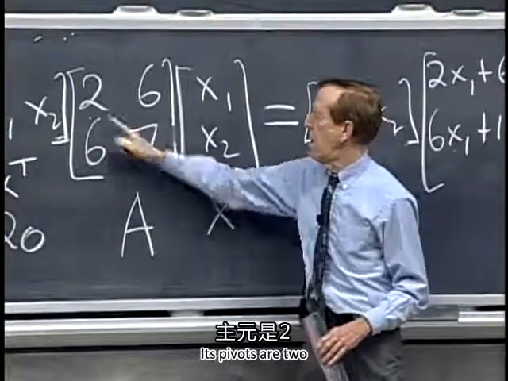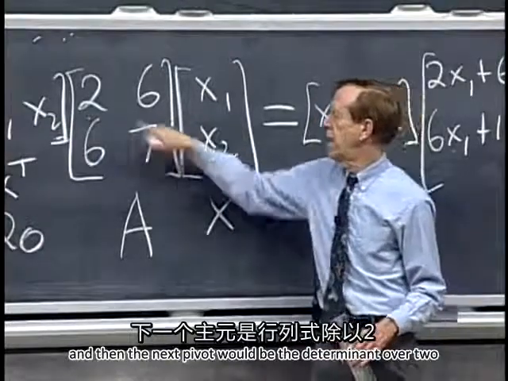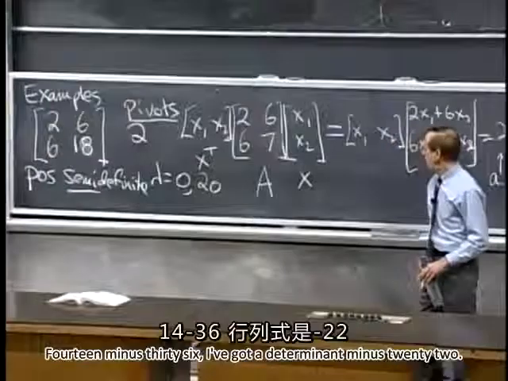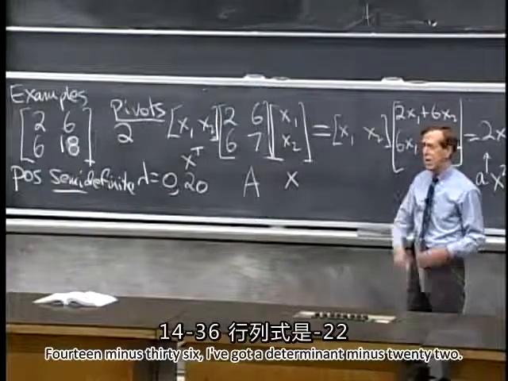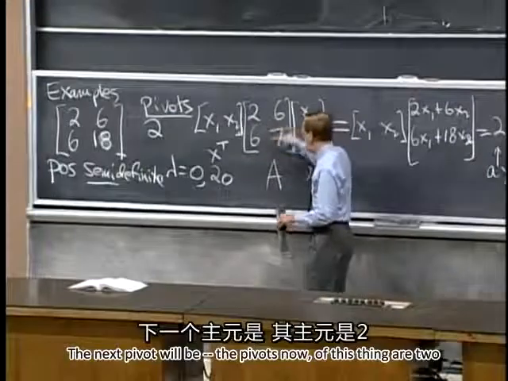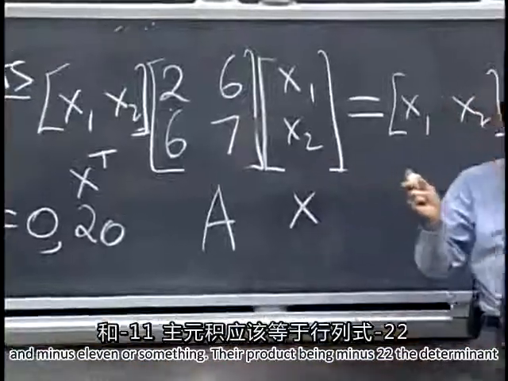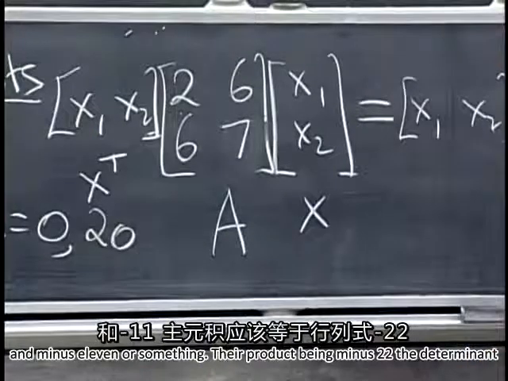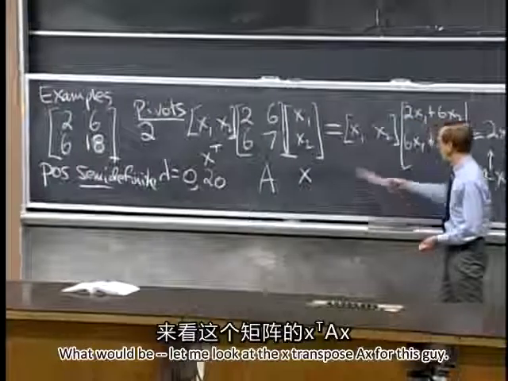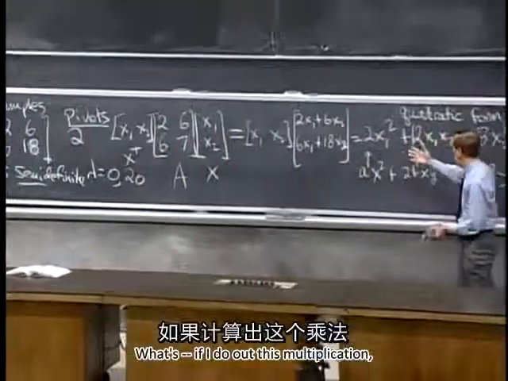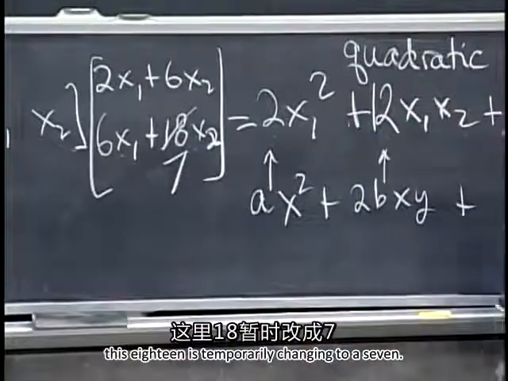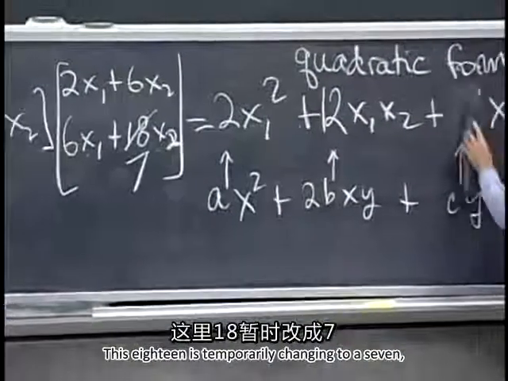Its pivots are 2, and then the next pivot would be the determinant over 2, and the determinant is, what's the determinant of this thing? 14 minus 36. So I've got a determinant of minus 22. The next pivot will be, the pivots now of this thing are 2 and minus 11 or something. Their product being minus 22, the determinant. This thing is not positive definite. Let me look at the X transpose AX for this guy. If I do out this multiplication, this 18 is temporarily changing to a 7.